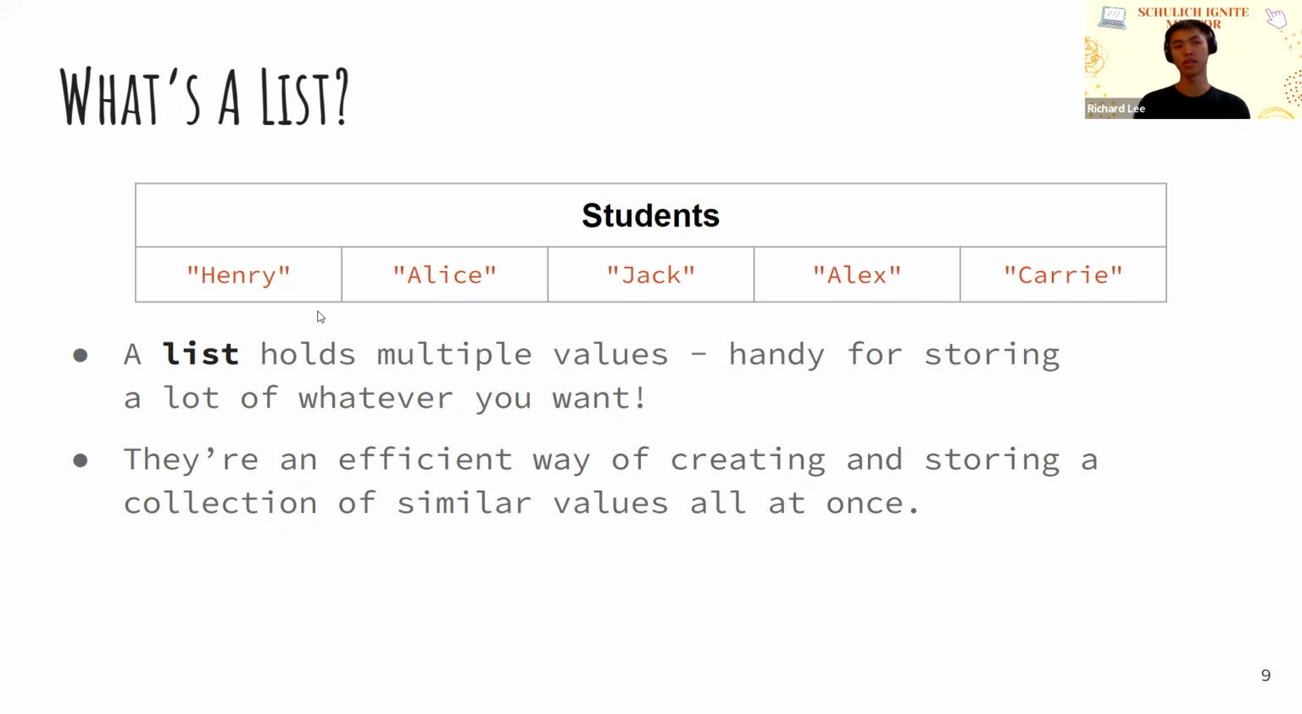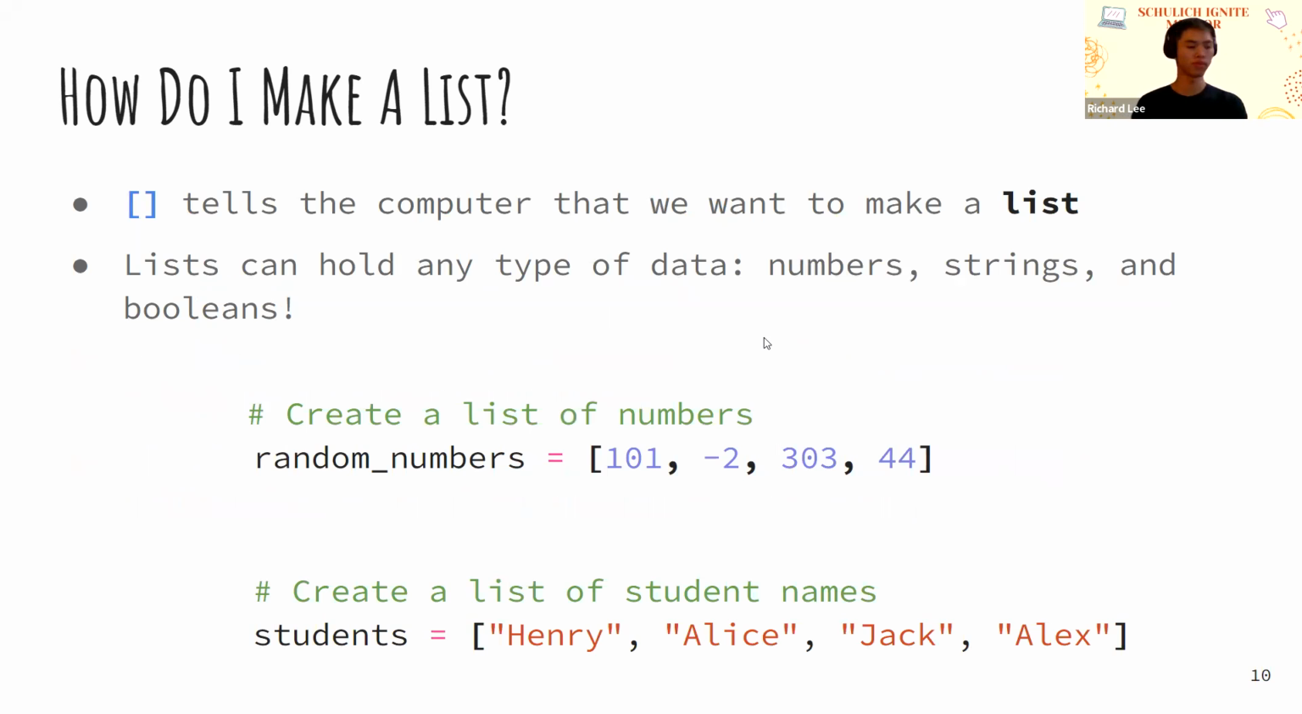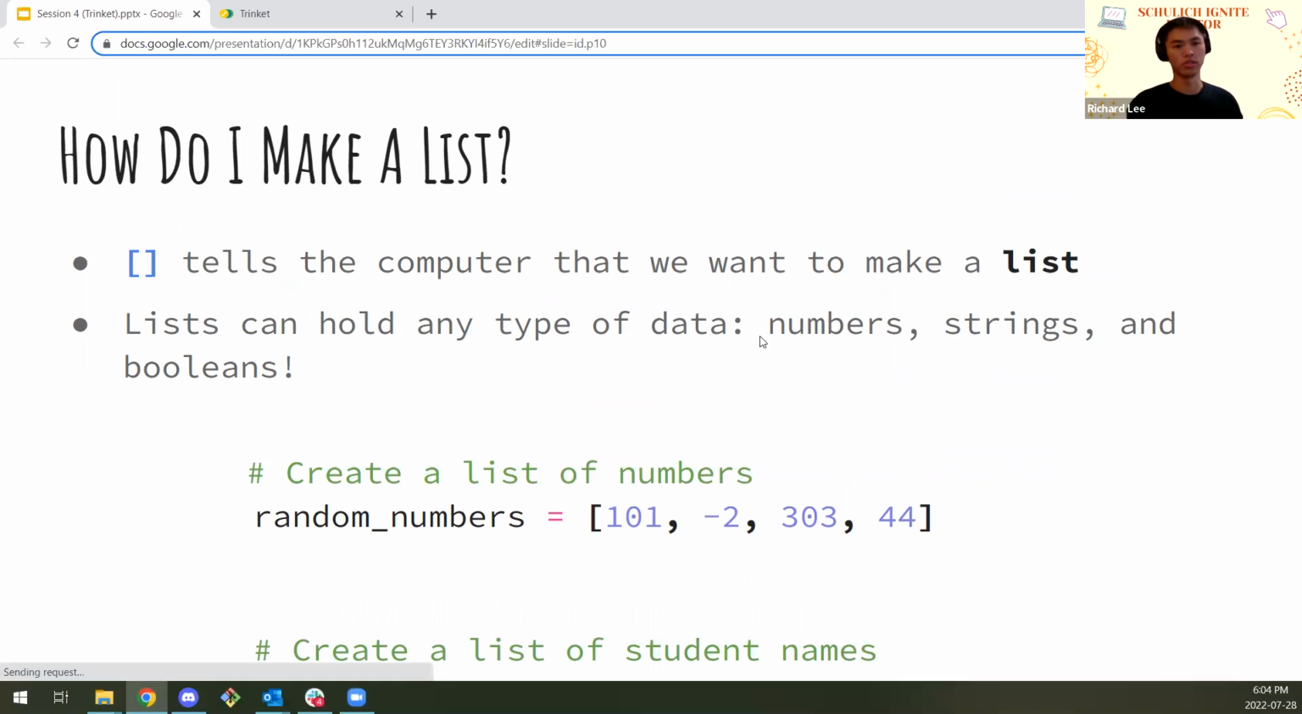And so a list, for example, I have a list of students here that I can be talking about. So just reading off alphabetically, I have the students Albert, Brittany, Daniel, Faith, et cetera, et cetera, et cetera. And I can have a list as long as I like. Or on my screen, you guys can see a list of strings named students: Henry, Alice, Jack, Alex, Carrie, et cetera, et cetera. And when it comes to making a list, what we're going to do is use the square brackets.